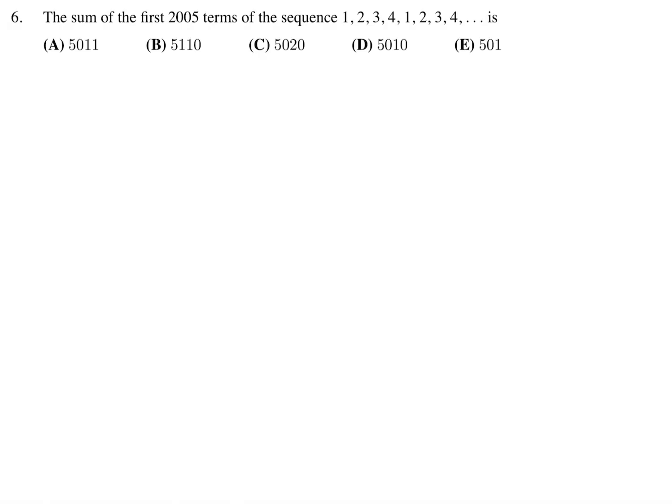The sum of the first 2005 terms of the sequence 1, 2, 3, 4, 1, 2, 3, 4, ... is. Okay. So we got 1, 2, 3, 4, 1, 2, 3, 4, like that, dot, dot, dot, and so on, right? And they're saying there's 2005 terms. So this keeps on going until you get to the 2005th term.